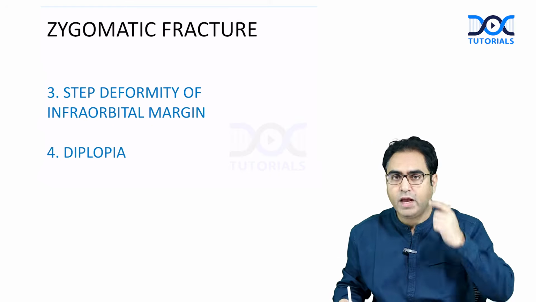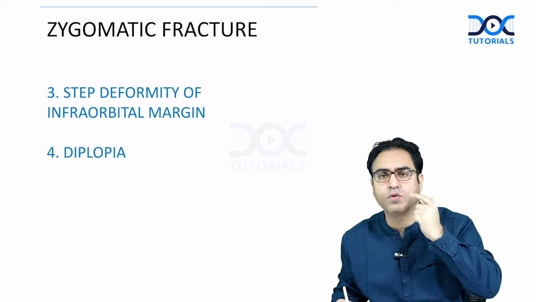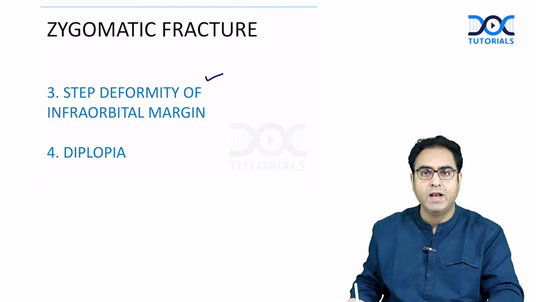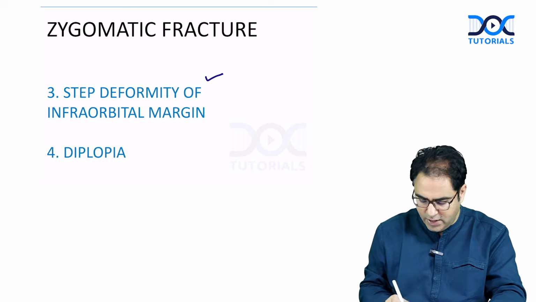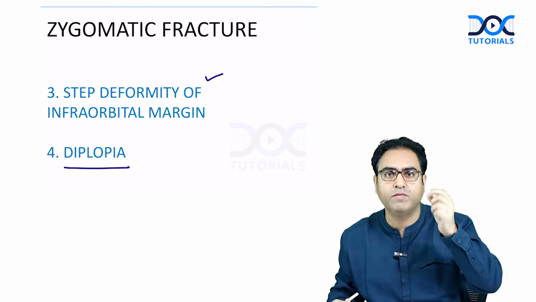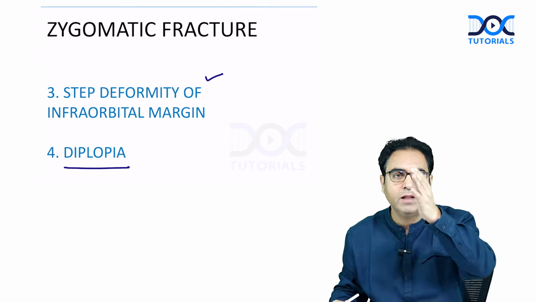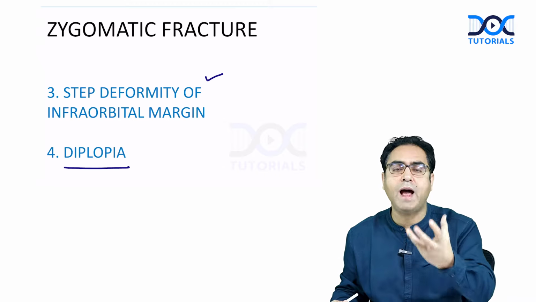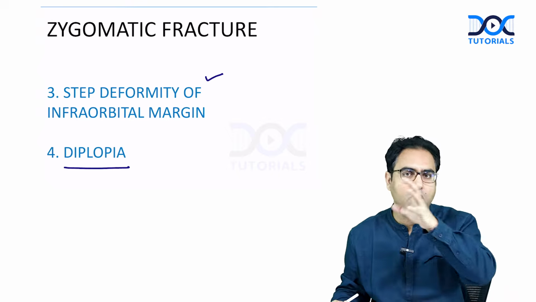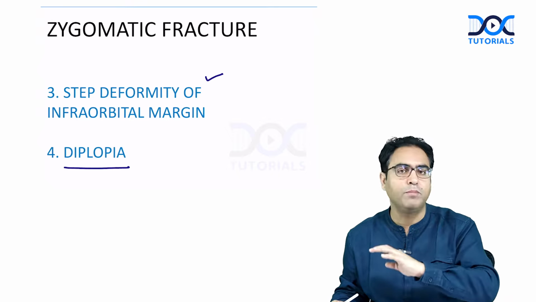Number 3, the infraorbital margin also gets fractured. Step deformity of infraorbital margin. And number 4, diplopia. Why? Because this is also contributing to the formation of the infraorbital margin. In the fracture line, there can be entrapment of any extraocular muscle, and that will lead to problem with the ocular movement. Hence, diplopia is a possibility.